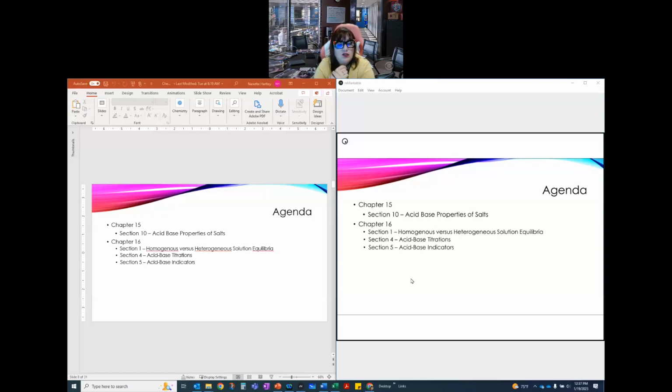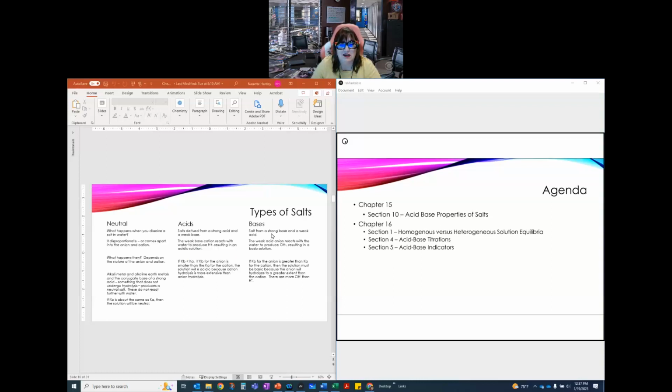We'll talk about homogeneous versus heterogeneous solution equilibria. And then we'll talk about acid-base titrations and indicators. So titration is what we're going to be talking about, and this goes with experiment 3, which we're going to be doing in the lab soon. So there we go. Let's go ahead and get to our next slide.